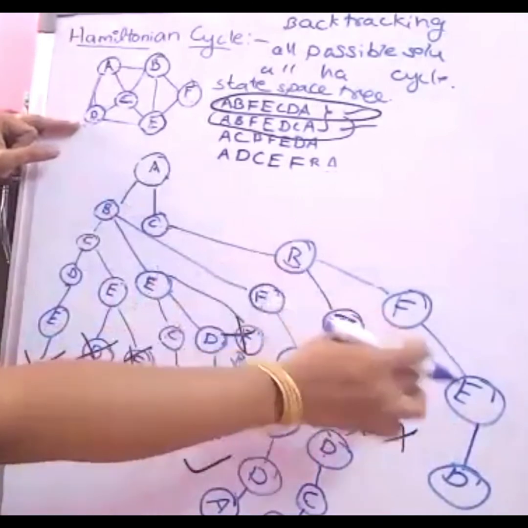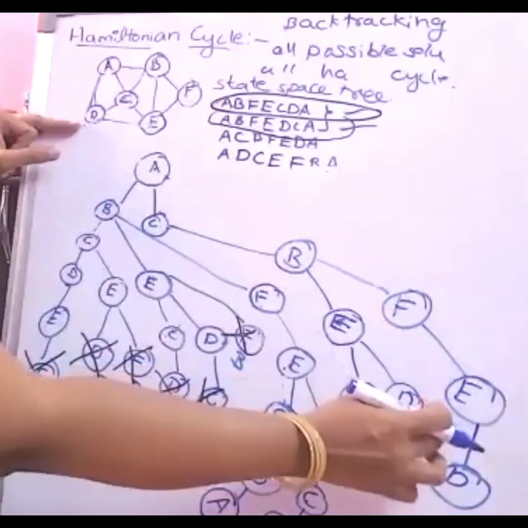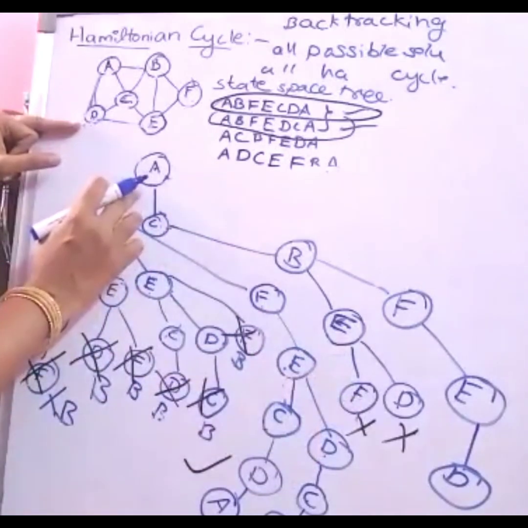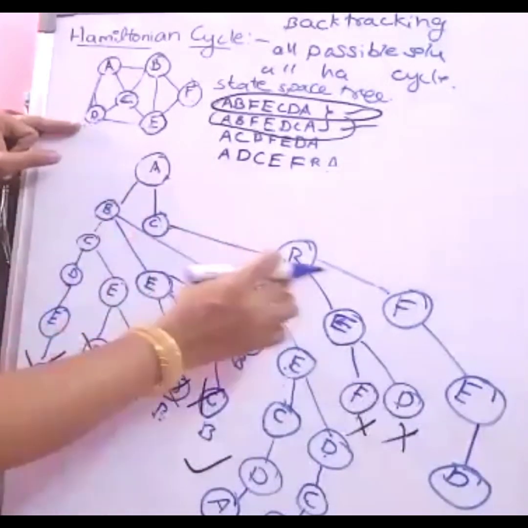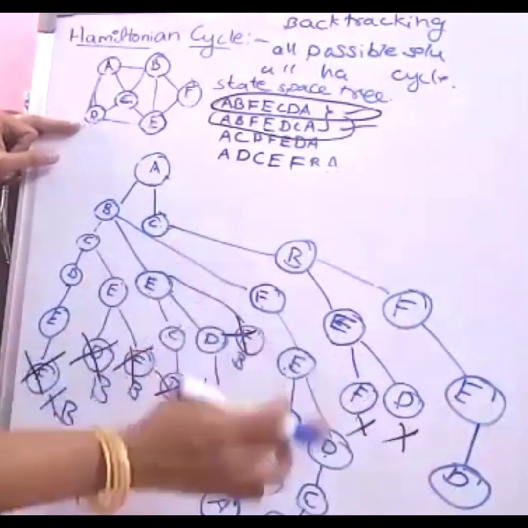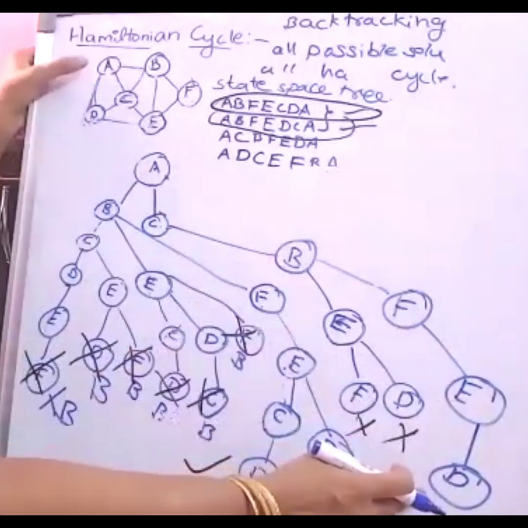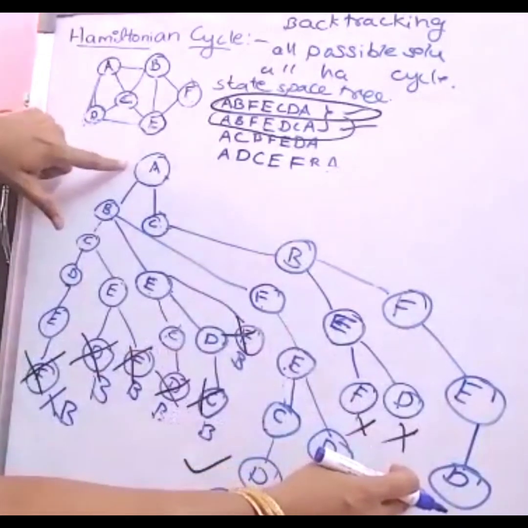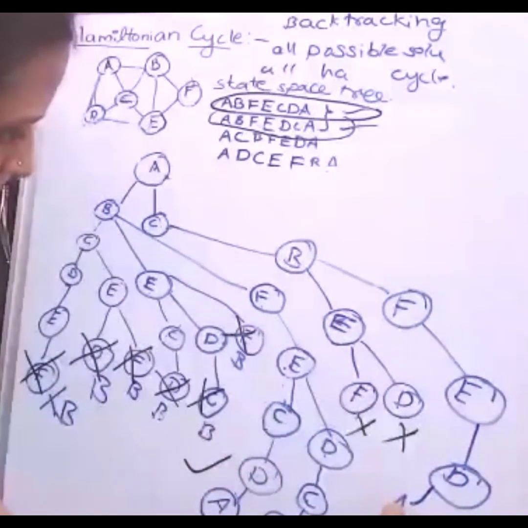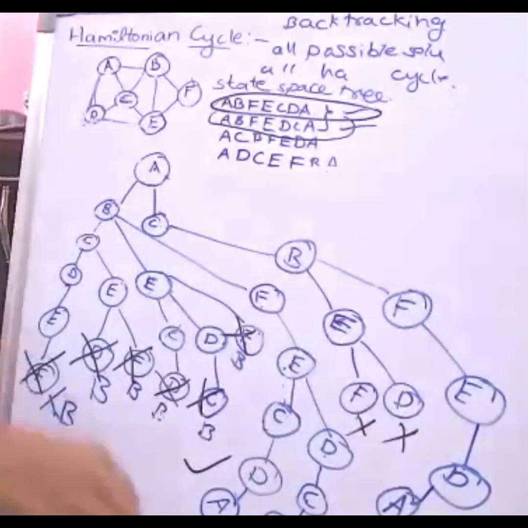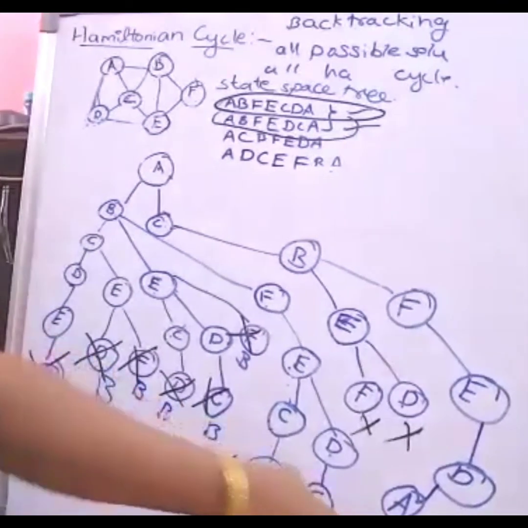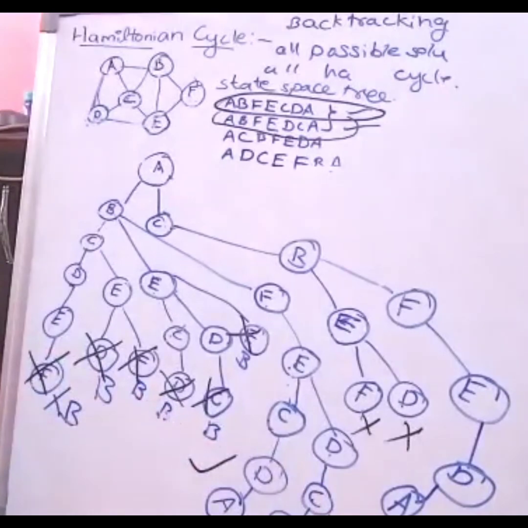A, C, B, F, E and D. Is it covering all the vertices? Yes, it covers all the vertices present in the graph. So after covering all the vertices, we need to go back to the first vertex. The first vertex is A. Is there any path to the first vertex? Yes, from D to A it is connected. So I can visit this, and I can consider this also one of my possible solutions.